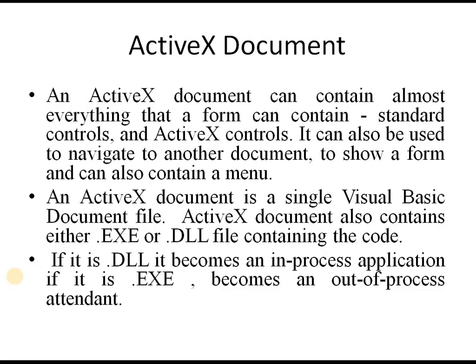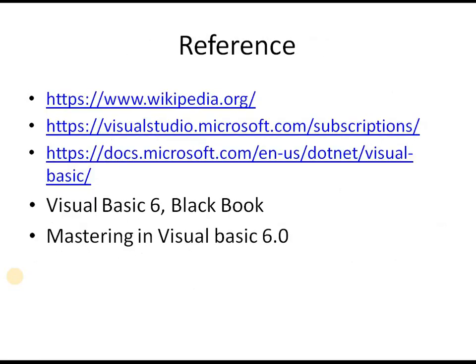ActiveX documents. An ActiveX document can contain almost everything that a form can contain, standalone controls and ActiveX controls. It can also be used to navigate to another document. An ActiveX document is a single Visual Basic document file. An ActiveX document also contains either an .exe or .dll file containing the code. If it is a .dll, it becomes an in-process application. If it is an .exe, it becomes an out-of-process application.